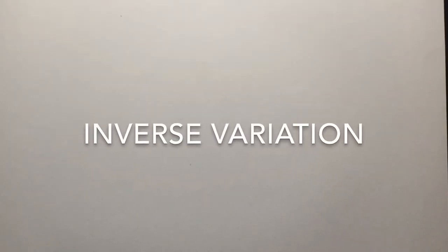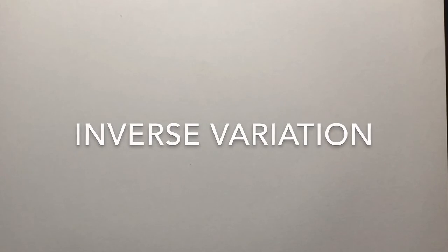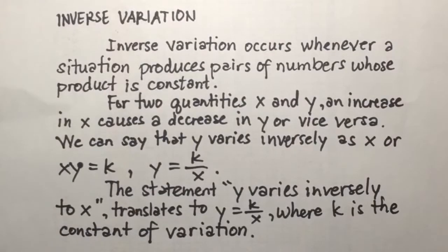For this video, I'll discuss inverse variation. Inverse variation occurs whenever a situation produces pairs of numbers whose product is constant. So, if we multiply the two, the product is a constant term. Then, for two quantities, x and y, an increase in x causes a decrease in y, or vice versa.